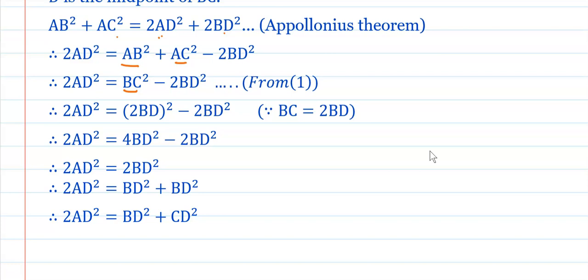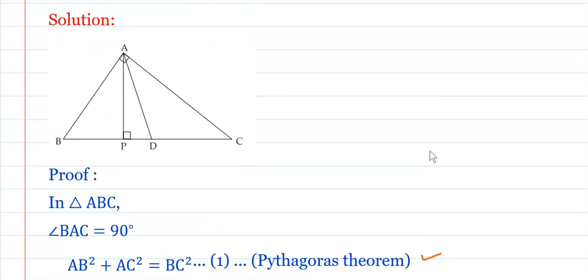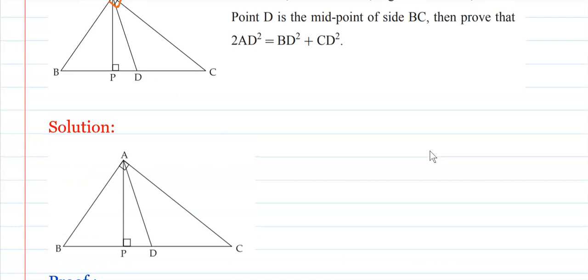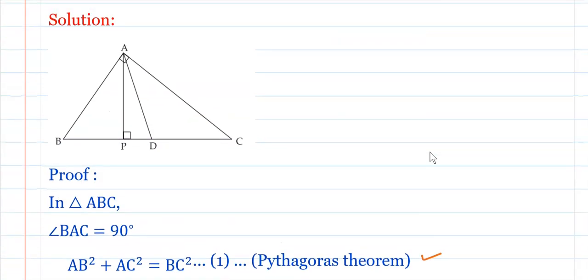2 times BD square means what? BD square plus BD square. Now here D is a midpoint of BC. Therefore 2 times BD square means what? BD square plus CD square, or the DC square, which we want to prove. Therefore we write here, instead of BD square, what will we write? CD square, and hence it is a proof. Easy question.